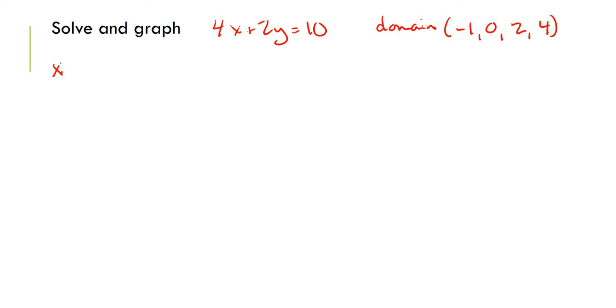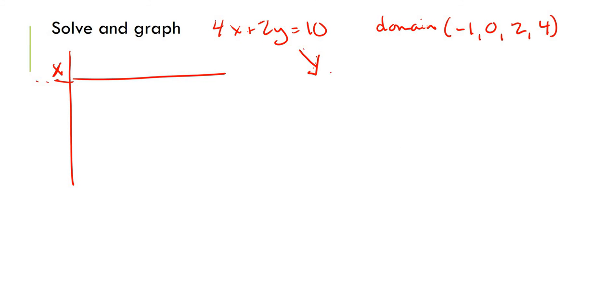Then we're going to be asked to solve and graph. So again, I'm going to be given an equation, 4x plus 2y equals 10. And I'm going to be given a domain, in this case -1, 0, 2, and 4. And I'm going to have to find my ordered pairs and then graph them also. So I'm going to use the same method. There's my x. My problem is that this equation is not in terms of y. So let's go off to the side and let's solve this.